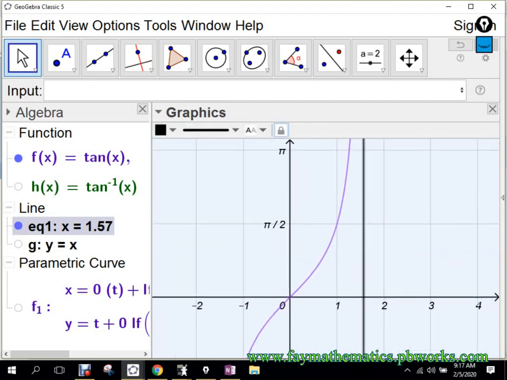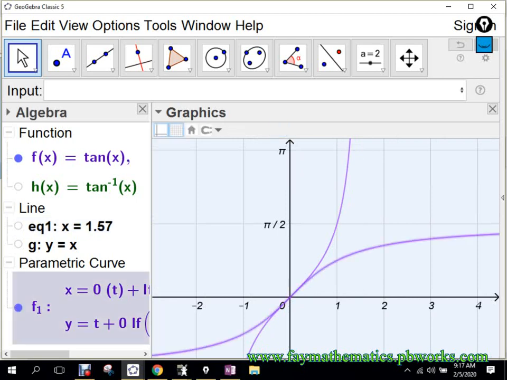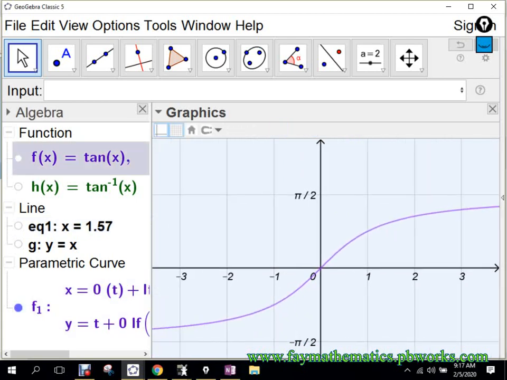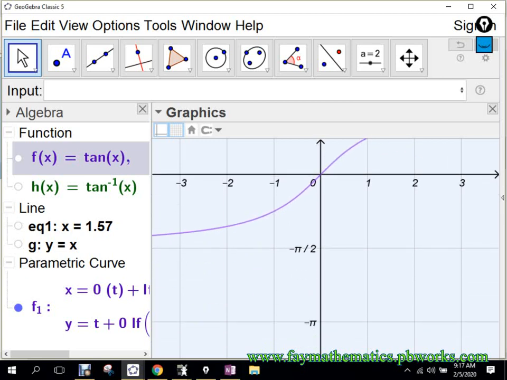But if it's a vertical asymptote here, when I reflect it, it becomes a horizontal asymptote. Does that make sense? So at pi over 2, that's the largest y value that I'm going to get for my tangent inverse. Negative pi over 2 is the smallest I'm going to get for my tangent inverse. Okay?